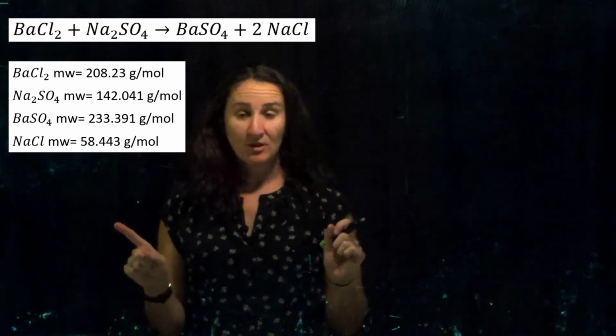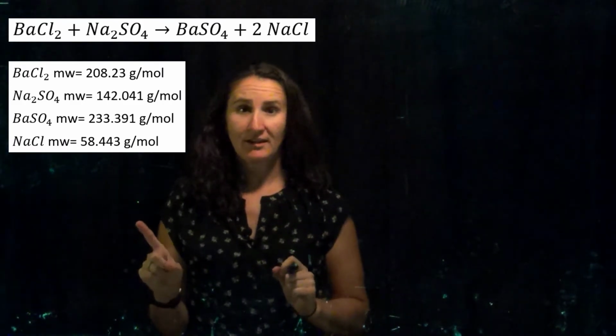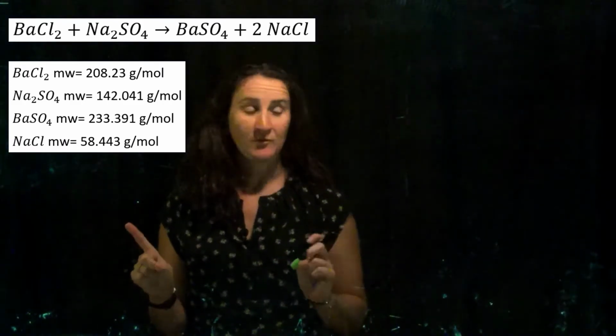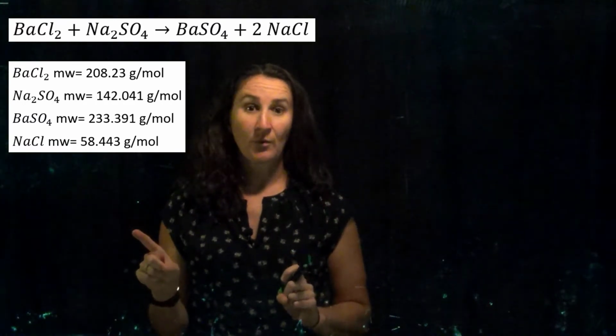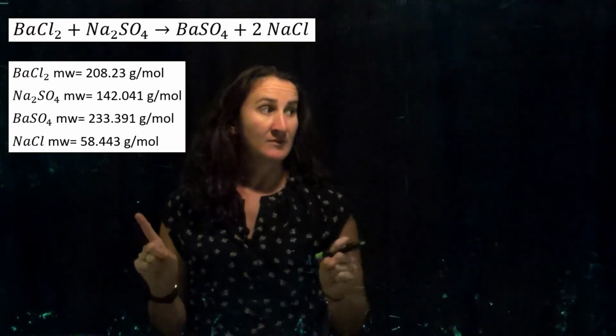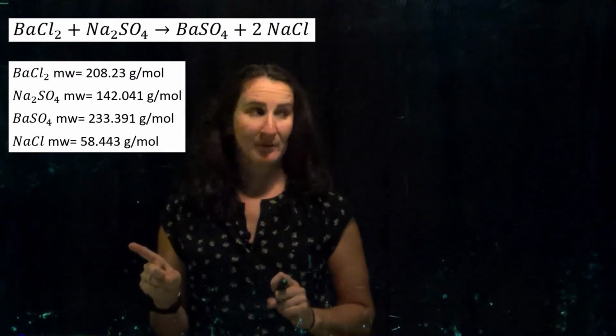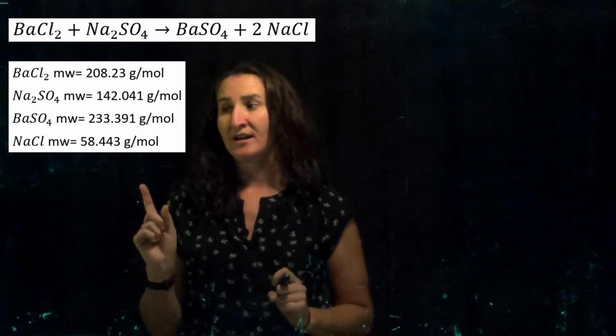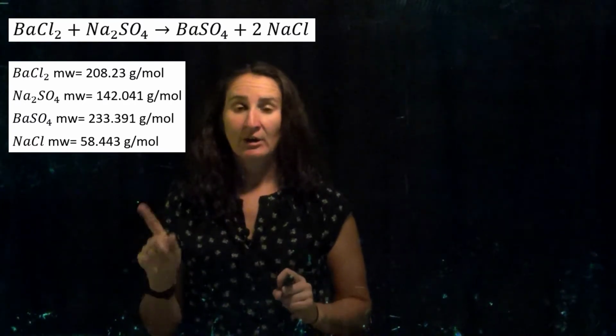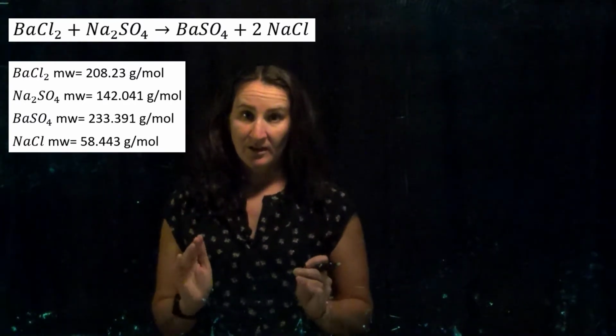You should have gotten barium chloride is 208.23 grams per mole, sodium sulfate is 142.041 grams per mole, barium sulfate is 233.391 grams per mole, and the last one, sodium chloride, is 58.443 grams per mole. You do need that unit on there.